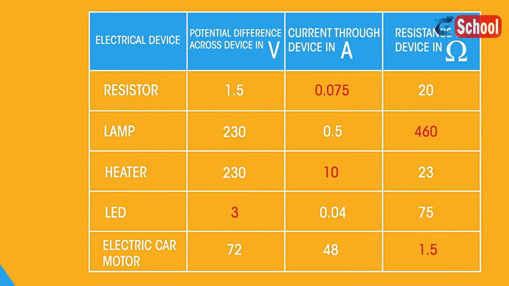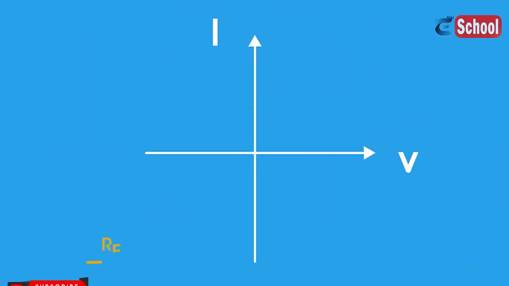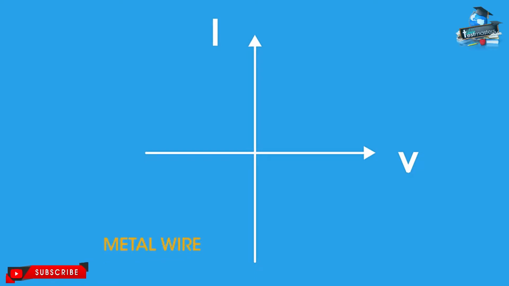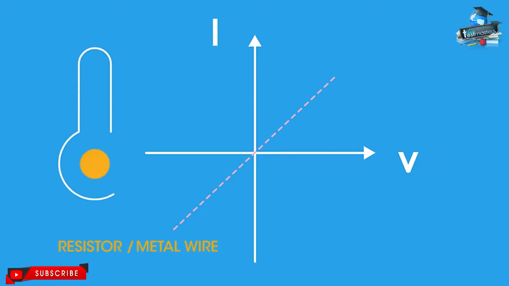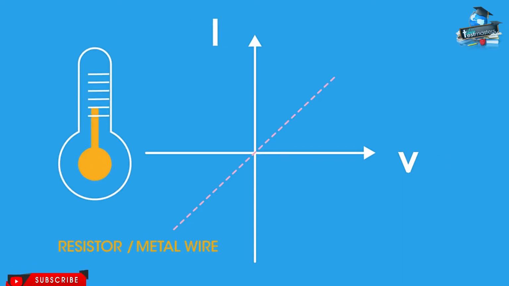How did you do? Here is an IV graph for a resistor or a metal wire. The relationship between current and voltage is directly proportional. If we double the voltage, the current also doubles. It's also important to remember that this only works if the temperature of the conductor is kept constant.